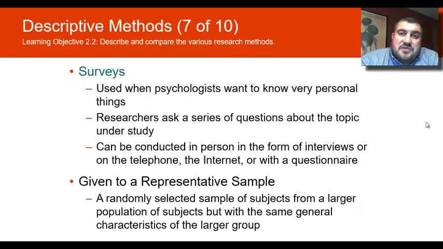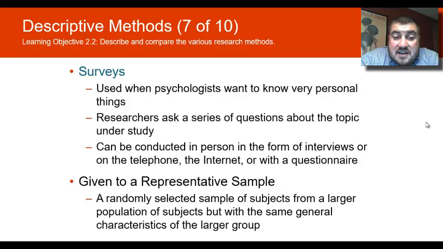Surveys are another research method, and when we want to know very personal things, we might distribute a survey or do a one-on-one verbal survey with somebody, and we would ask questions about a topic that's under study. Like I said, it could be an interview on the telephone, the internet, or with a written questionnaire. It's given to a representative sample, and a representative sample is the key term: a randomly selected set of subjects from a larger population of subjects.